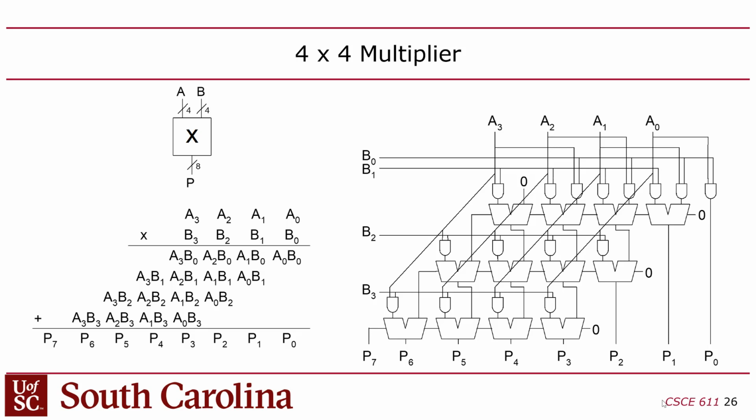So this array of adders is directly implementing this pattern of adds. So you take each of the bits of A, so A3, A2, A1, A0, and each of those is being ANDed against B0. And then those same bits are being ANDed against B1, but shifted over to the left by one position, right? And then the same thing with B bit 2 and B bit 3.